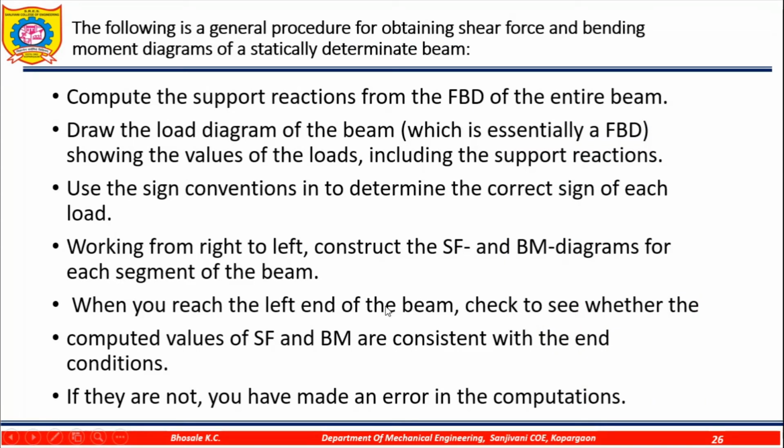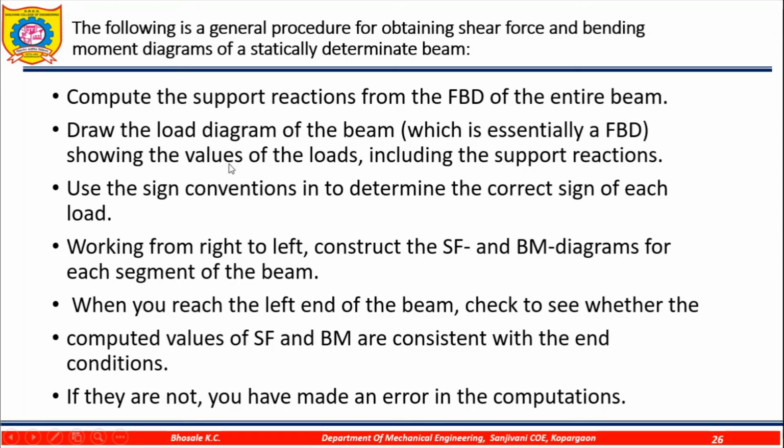Now there are some procedures to find the shear force and bending moment diagrams. The following is a general procedure for obtaining shear force and bending moment diagrams of statically determinate beams. First, compute the support reactions from the free body diagram of the entire beam. As you have learned to find the reactions of the beam, when you apply the load, you will be able to find the reactions.